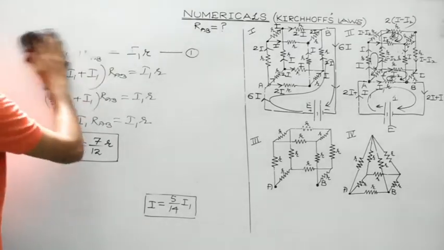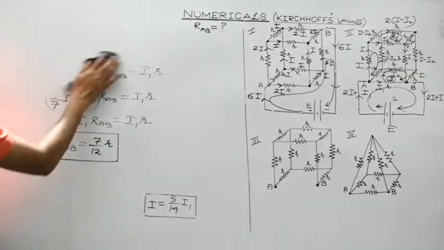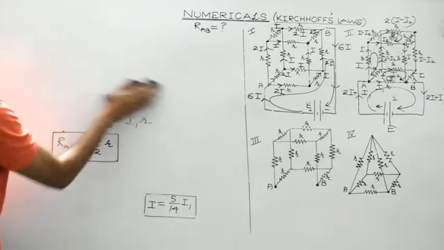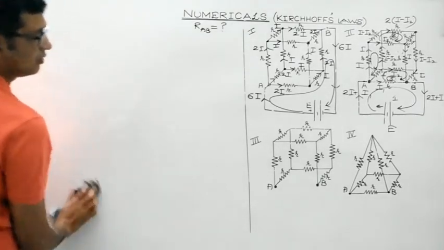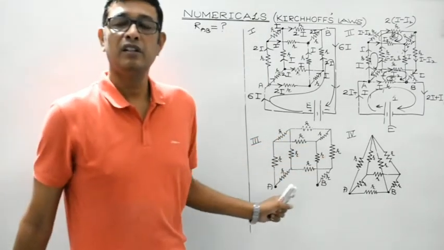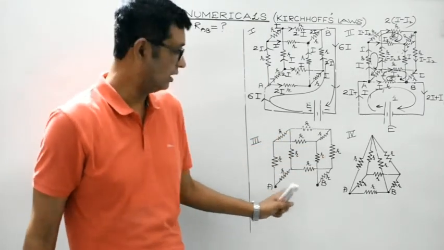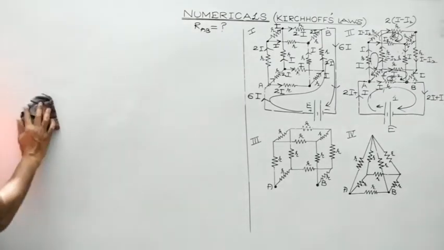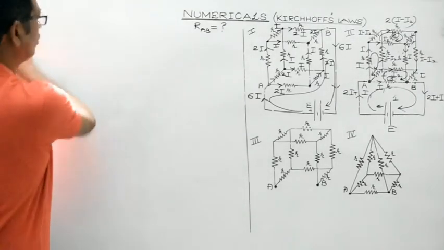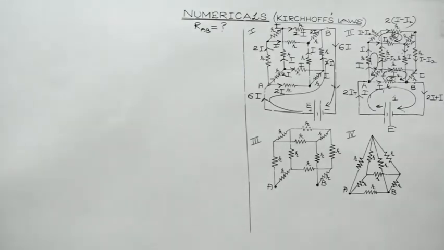So continuing, let's start with the third question. Third question, students: one of the sides is taken out. Here it has got 11 wires, one of the wires is taken out. And here we are supposed to find the net effective resistance between the points A and B.